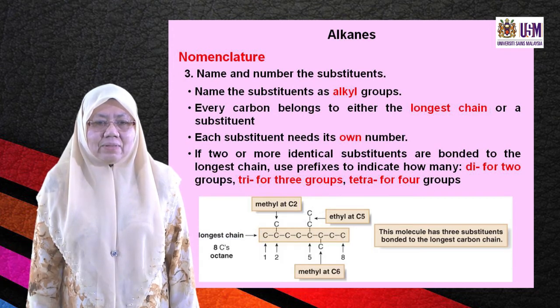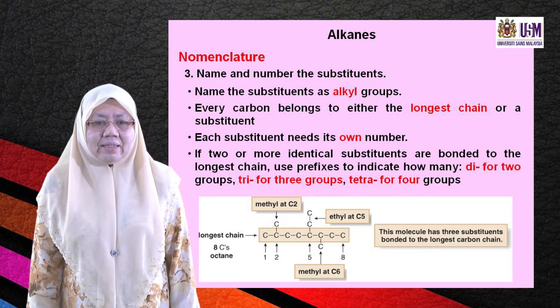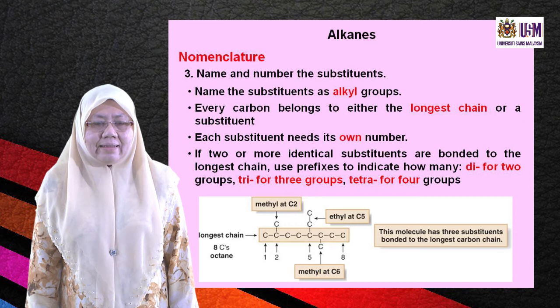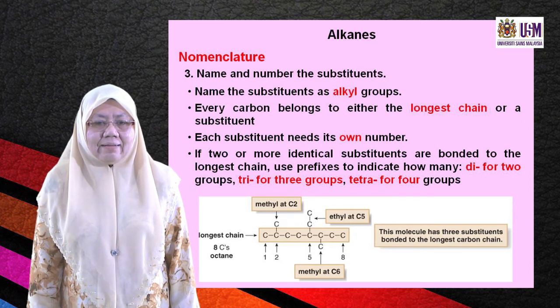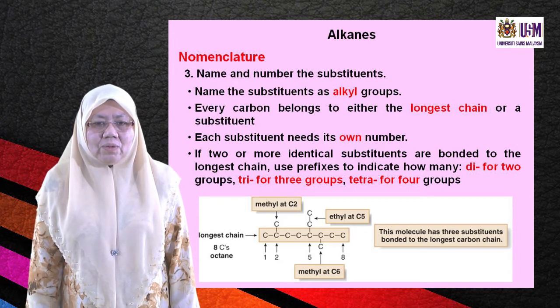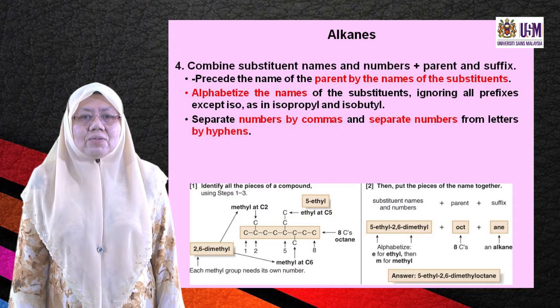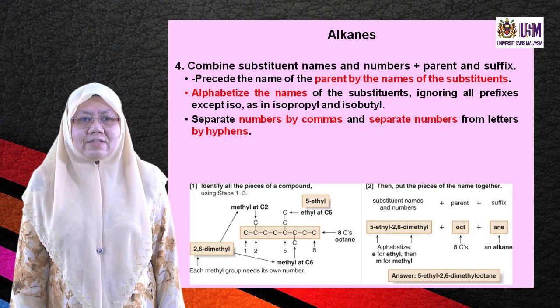As in the example given below, we see we have a methyl at carbon number 2, and then there is an ethyl at carbon number 5 and another methyl at carbon number 6. So we will name the methyl as 2,6-dimethyl. Combine the substituent names and numbers plus the parent and suffix.